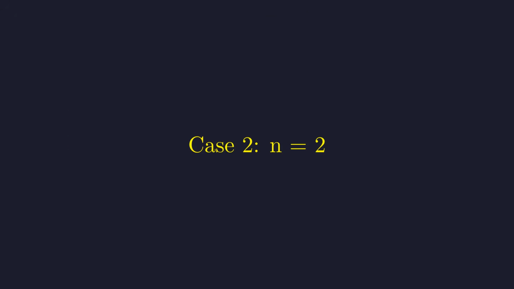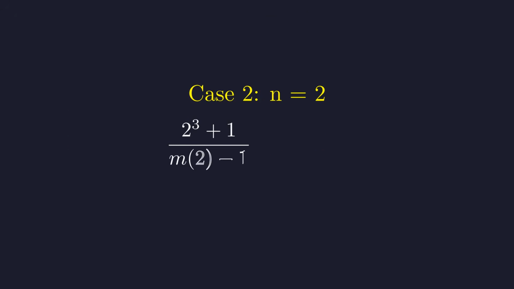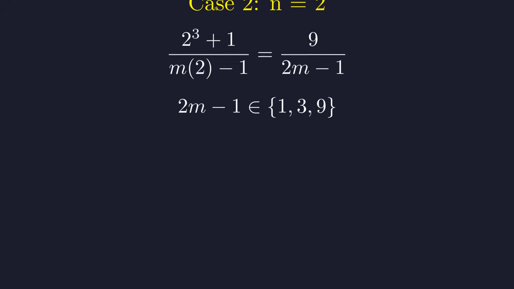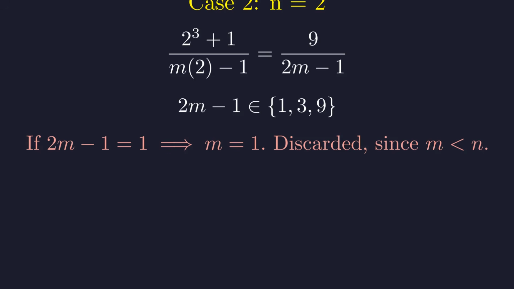Now let's check the next case. With n equals 2, the expression becomes 9 divided by the quantity 2m minus 1. So 2m minus 1 must be a positive divisor of 9. If 2m minus 1 is 1, then m is 1. But this violates our assumption that m is greater than or equal to n. This is our assumption at work. It prunes the search tree and saves us from checking pairs we'll find later through symmetry.